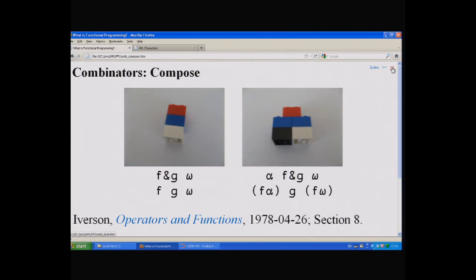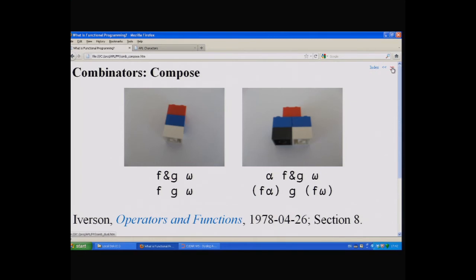Okay. So one combinator is the compose operator, one function after the other. F on G on omega. That's the monadic case. This is the one that conventional mathematics talks about all the time. F of G of H of I of J of K and so on. And it's one of the underappreciated contributions of Ken, that you have to do something about dyadic functions, because they give you many more possibilities of composition and combining.